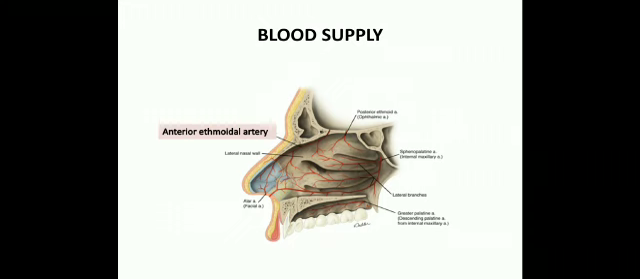again here it is divided into 4 quadrants: the anterosuperior, anteroinferior, posterosuperior and posteroinferior. The anterosuperior quadrant is supplied by the anterior ethmoidal artery and the posterior ethmoidal artery. The posterosuperior quadrant is supplied by the branches from the sphenopalatine artery.